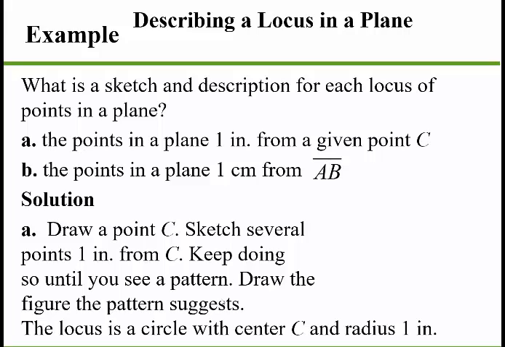Let's start by drawing a point C and sketch several points 1 inch from C. Keep doing so until you see a pattern, and draw the figure the pattern suggests. What we see here is the locus is a circle with center C and radius 1. So I put the center C, and then it's all the points 1 inch from it. That point is 1 inch, that point is 1 inch, and so on, and you can see that it's really just a circle. That's what I'm talking about with what loci are. A locus is that description, and then we sketch that description.